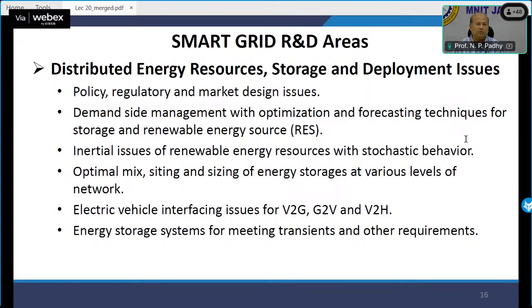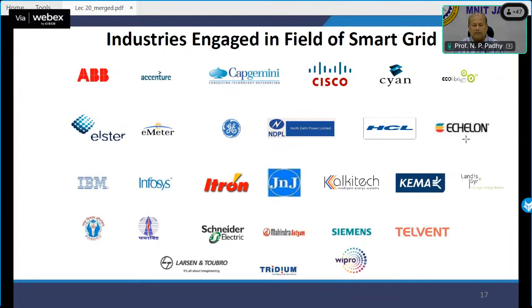Inertia issues, because inertia has become a very important target. So inertia issues of renewable energy resources with stochastic behavior, optimal mix, siting and sizing of energy storage at various levels of the network, electric vehicle V2G, G2V and V2H, and then energy storage systems for meeting transient and other requirements.